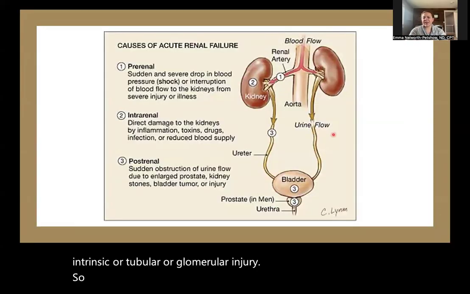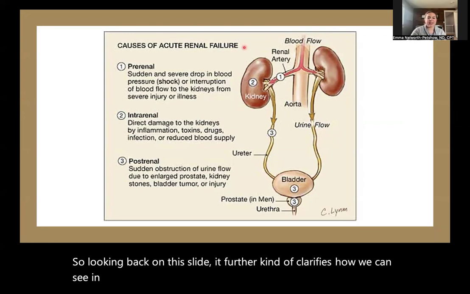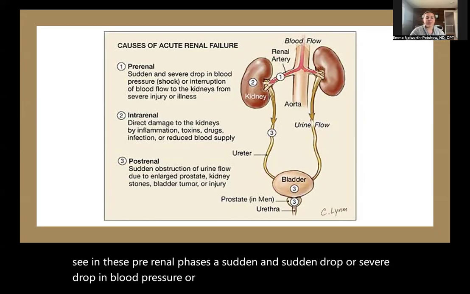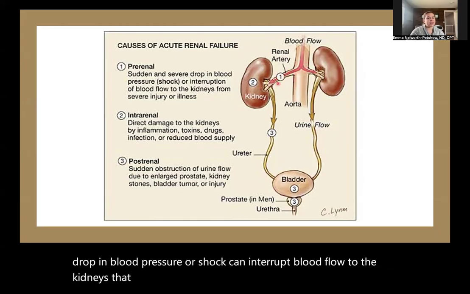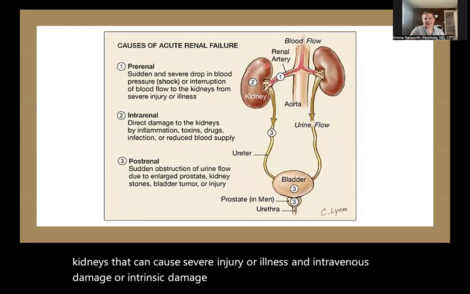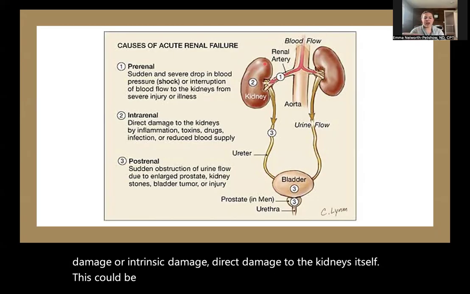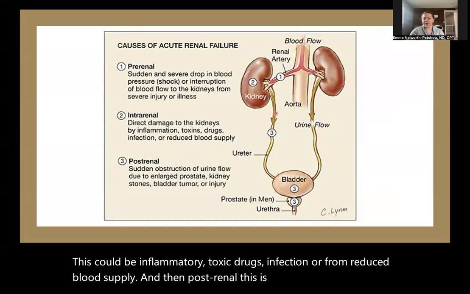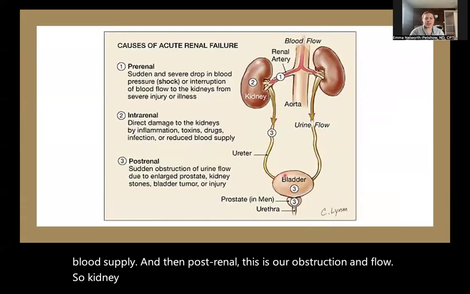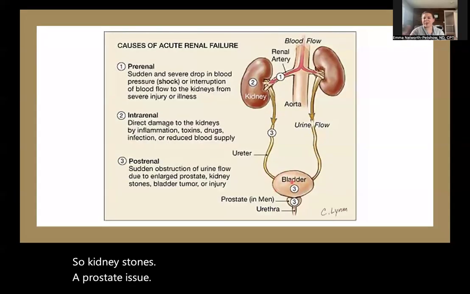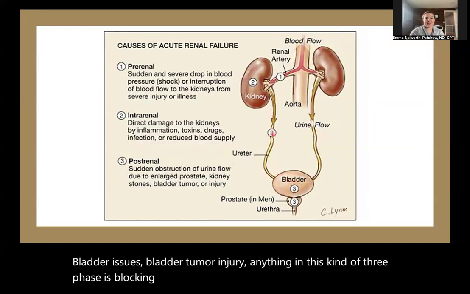Looking back on this slide, it further clarifies how in these pre-renal phases a sudden or severe drop in blood pressure or shock can interrupt blood flow to the kidneys and cause severe injury or illness. In intrarenal or intrinsic damage, there is direct damage to the kidneys themselves. This could be inflammatory, toxic, drugs, infection, or from reduced blood supply. And then post-renal, this is our obstruction of flow. So kidney stones, a prostate issue, bladder issues, bladder tumor, injury, anything in this pathway that is blocking urine from escaping the kidney.